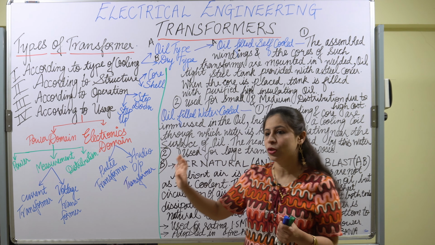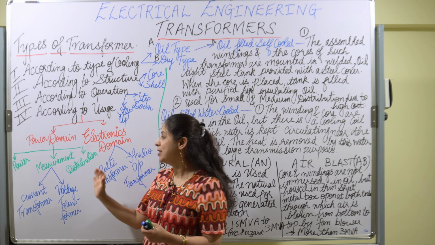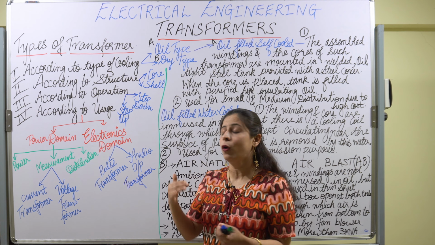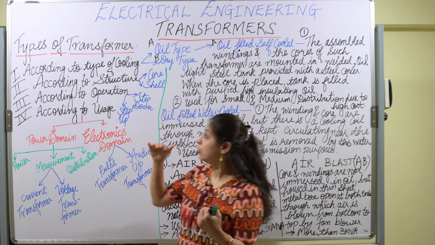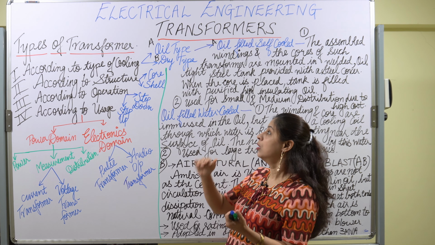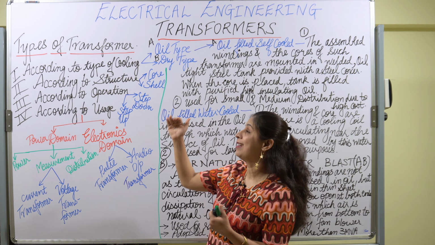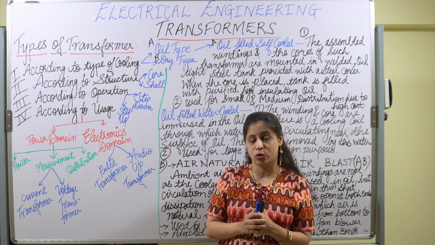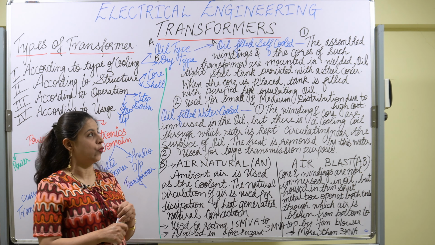We are not dealing with the electronics domain over here. It is electrical engineering, so we will be dealing with the power domain over here. So we will be studying all the types step by step in detail. Today we will be dealing with the transformers according to the type of cooling, which are again divided into oil type transformers and dry type transformers. So let us start with the oil type transformers.